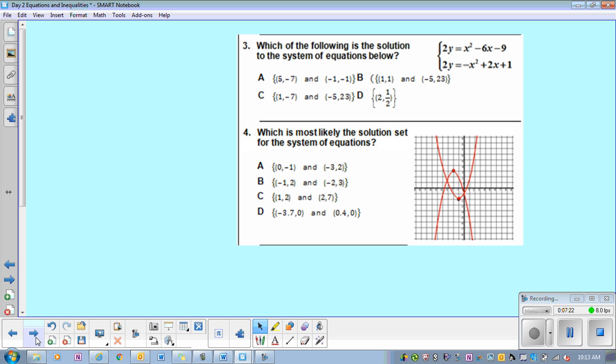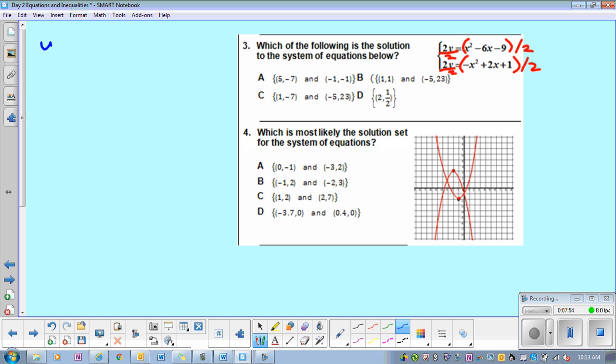How about number 3? So number 3, you want to make them both equal to y, but they both have 2y, right? So what I can do is I can divide everything by 2. So all that, divide by 2. Since I'm putting it into the calculator, I don't need to worry about simplifying fractions and all that stuff. Just put it in parentheses.